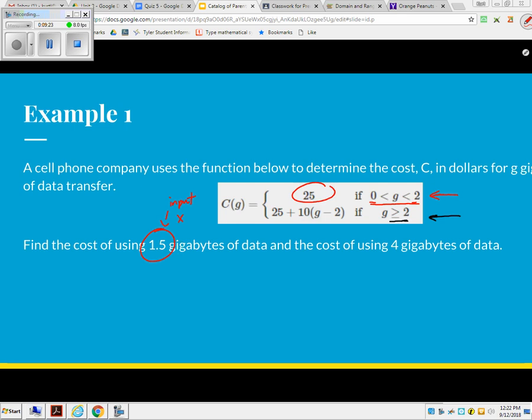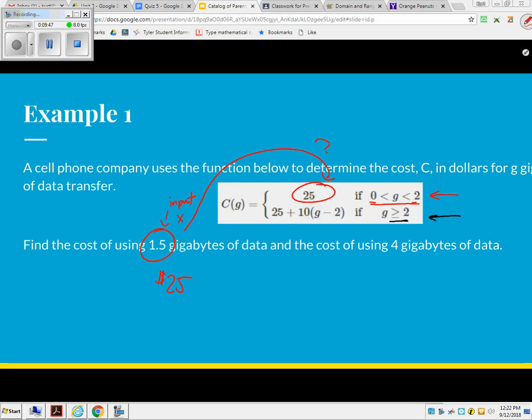Well, the top piece is just a constant function. So you can think of it this way. I'm going to plug 1.5 in for x into this function. Well, there is no x. So in other words, if I just use 1.5 gigs of data, they're going to charge me a flat rate of $25. Anything between 0 and 2 gigs, they're going to charge me $25.